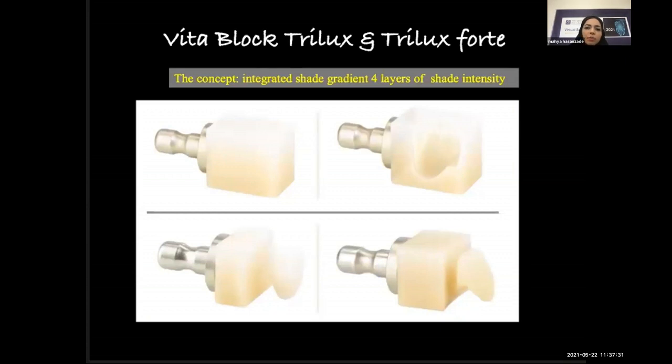But what are the concepts behind these blocks? The concept is integrated shade gradient of 4 layers of shade intensity. So you can freely move your restoration in the block, and the level of translucency and chromacity depends on the way you move the restoration in the block. The restoration can be moved in all 3 directions for maximum design freedom. And so you can adjust the translucency of your restoration just by 1 click.